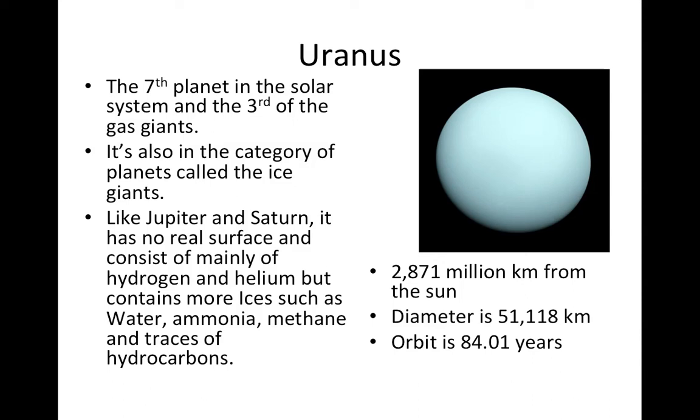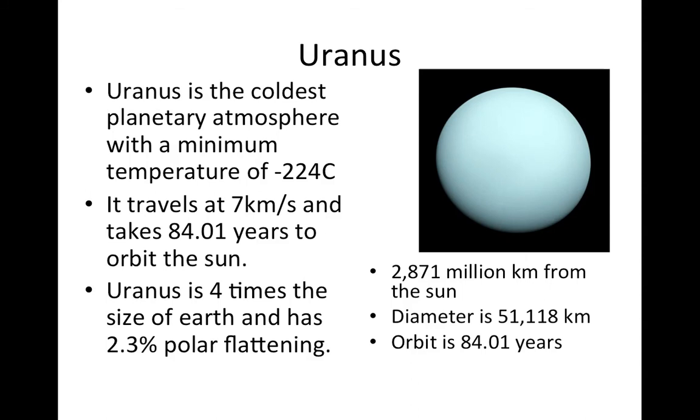It is 2,871 kilometers from the Sun. The diameter is 51,118 kilometers, and it takes 84.01 years to orbit the Sun, which is some people's lifetime. Uranus is the coldest of all the planets, with its planetary atmosphere getting to minus 224 degrees Celsius. It travels at 7 kilometers per second and takes, as we mentioned, 84.01 years to orbit the Sun.